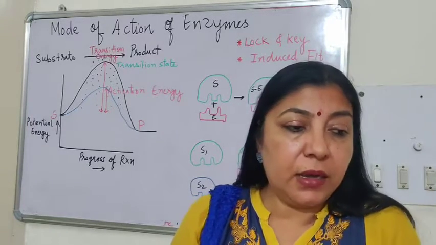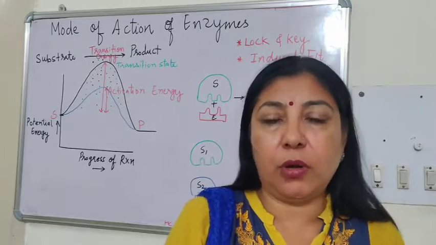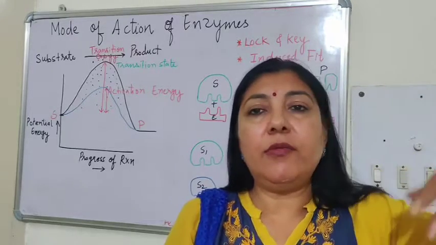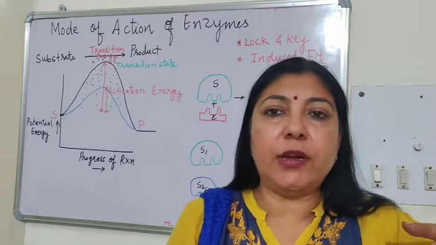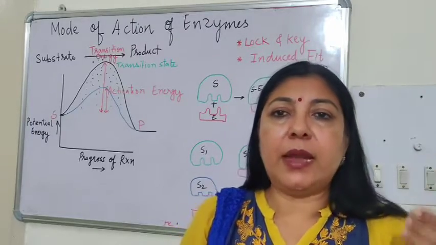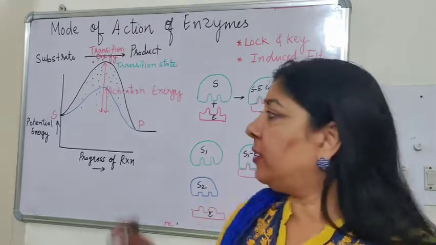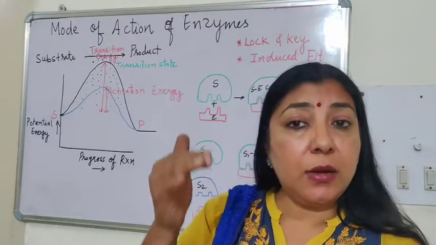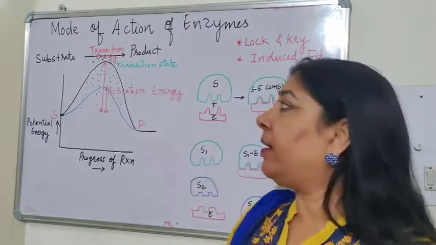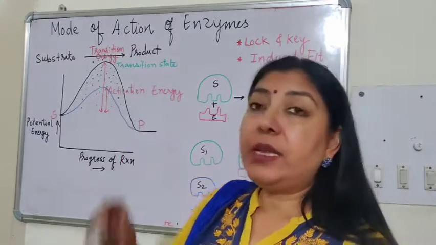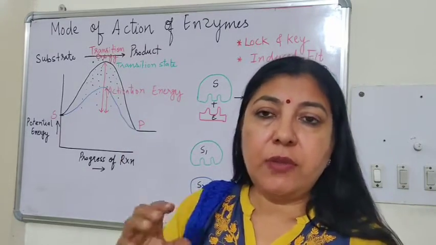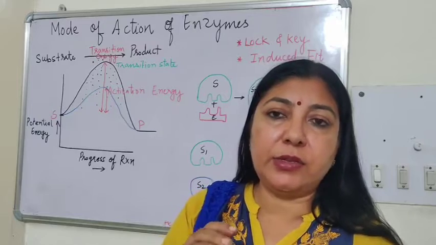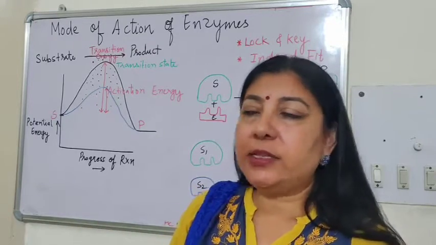But if you get something to stand on, then with a lesser amount of energy only, you can bring that substance down. The same thing is done by enzyme. Enzyme is actually lowering the activation energy to reach the transition state. So even at lower energy, the transition state is achieved.